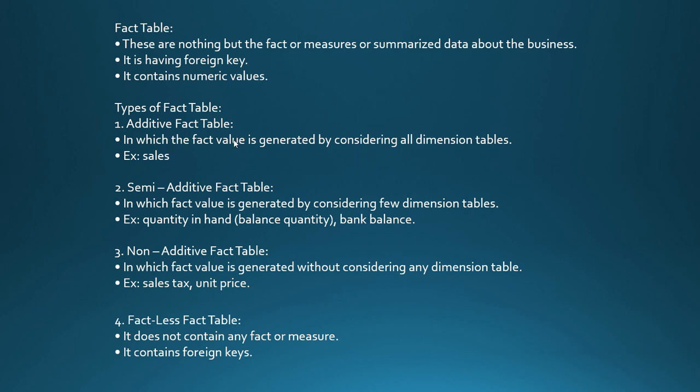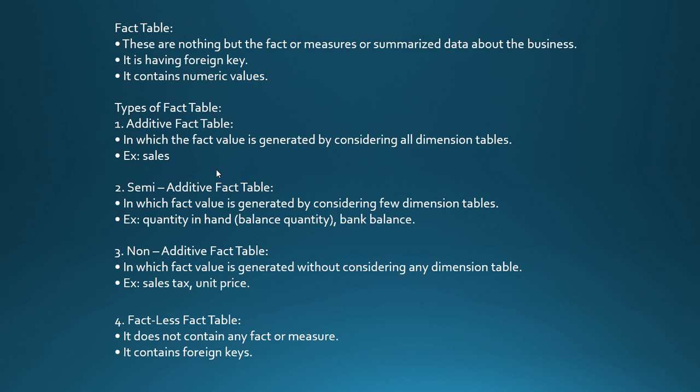First one is additive fact table, in which the fact value is generated by considering all the dimension tables. Example, sales. Semi-additive fact table, in which the fact value is generated by considering a few dimension tables. Example, quantity in hand, balance quantity, bank balance. Third one is non-additive fact table, in which the fact value is generated without considering any dimension table. Example, sales tax and unit price.